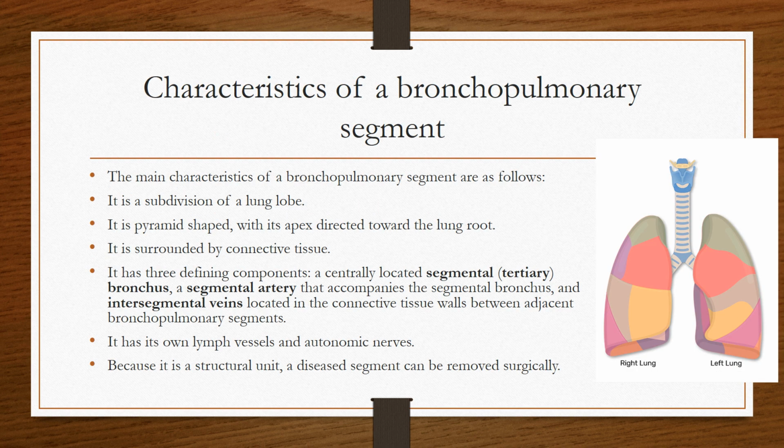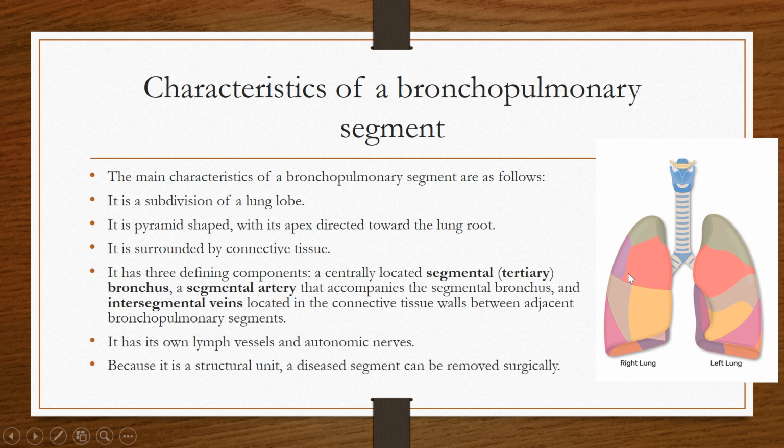The main characteristics of the bronchopulmonary segments are as follows. It is a subdivision of a lung lobe. For example, see here, this is the upper lobe, but that upper lobe of the right lung is divided into 3 bronchopulmonary segments. So it is a division of a lung lobe. Each bronchopulmonary segment is pyramid in shape with its apex toward the hilum of the lung. Each bronchopulmonary segment is surrounded by connective tissue.